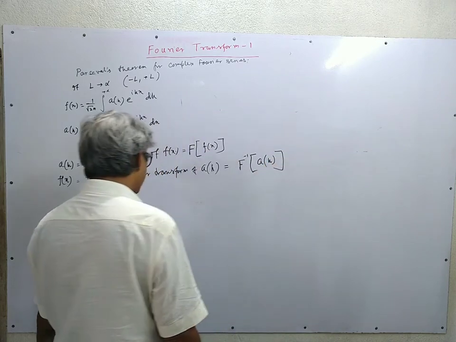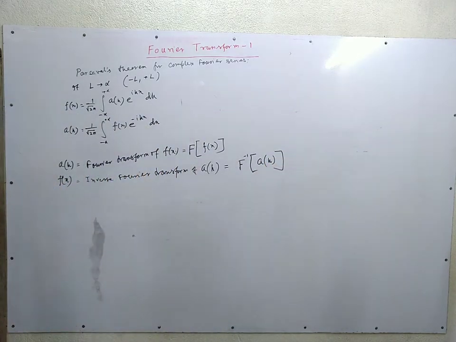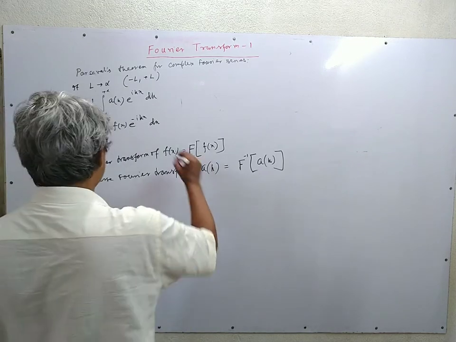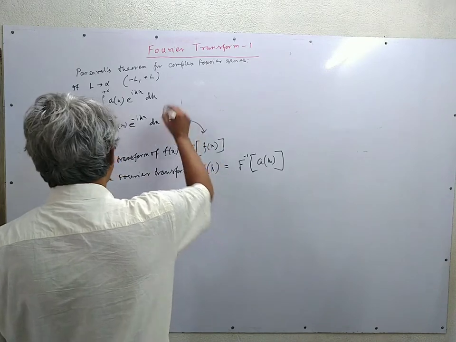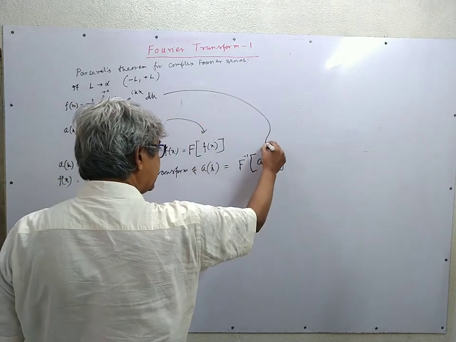There is no hard and fast rule which is the forward transformation and which is the inverse transformation. If we call this the forward transformation, then the other is the inverse transformation. Someone may as well call it the forward transformation, then it will be the inverse transformation. So we get the result where a_k is governed by this relation and f of x is governed by this relation.